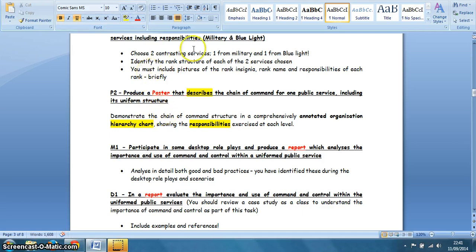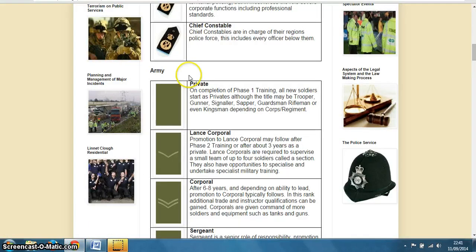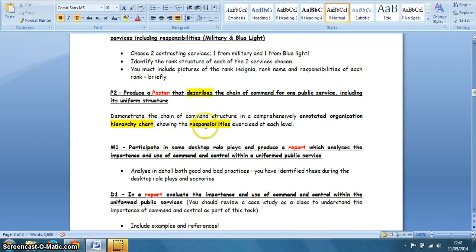So do P1 as I've stated, and if you want to achieve P2 as part of P1, come back to this. Pick one of the services to do for P2 and include more detail for each rank. That would cover the responsibilities described, not identified, described in detail. And then you need to include a hierarchy chart.